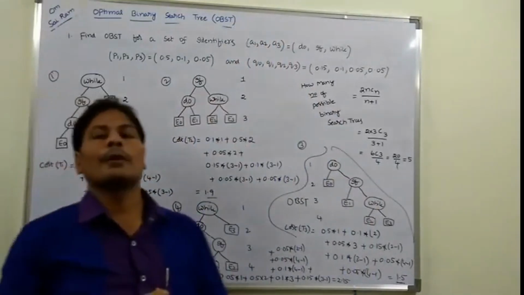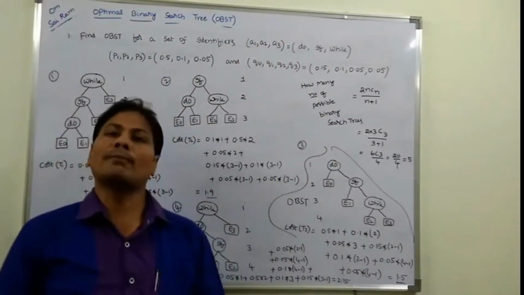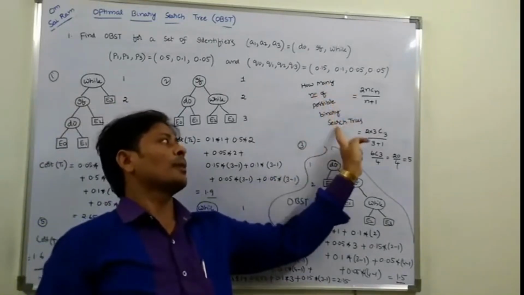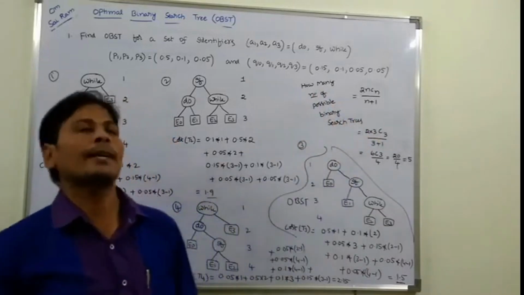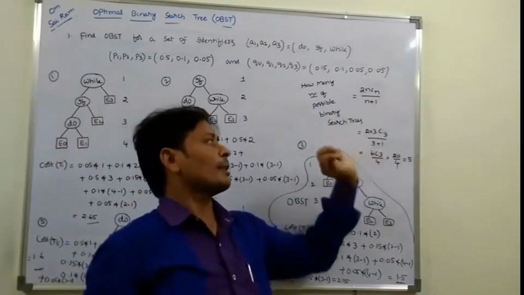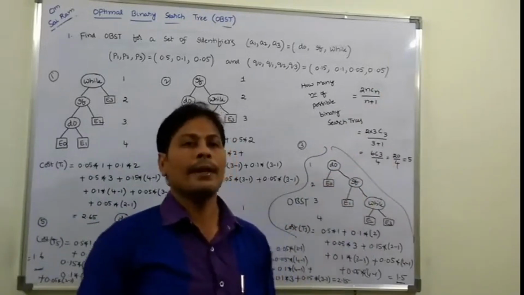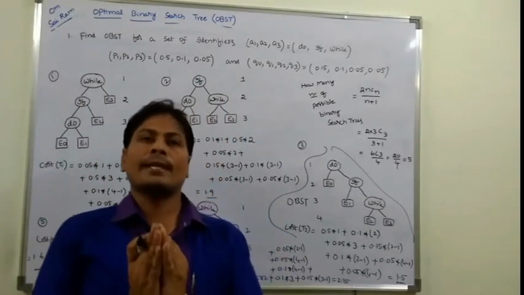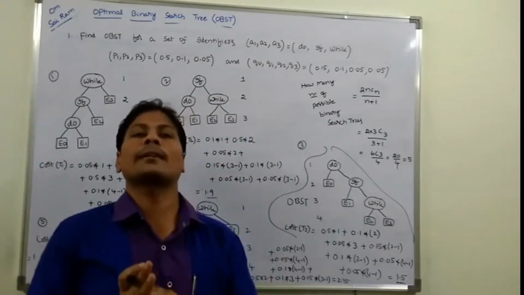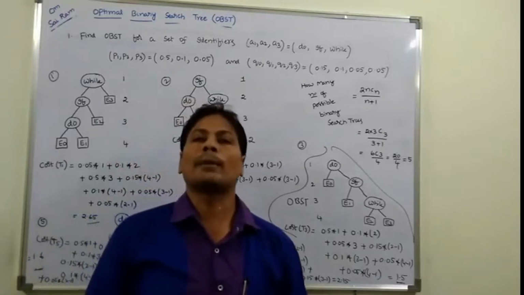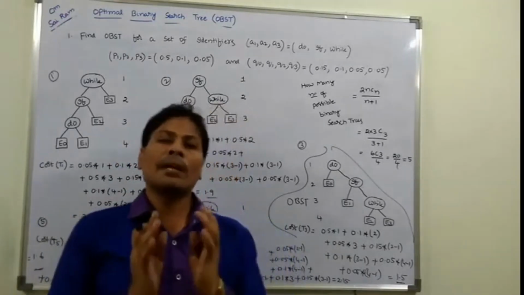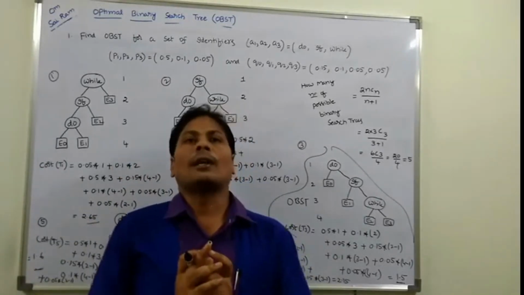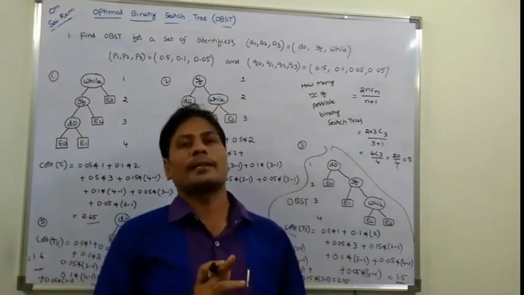So in this way, we have to find out the optimal binary search tree by using this formula. How many possible binary search trees for the given identifiers? That is 2nCn by n plus 1. That is 5 binary search trees. After constructing these 5 binary search trees, the binary search tree which contains the minimum cost can be treated as the optimal binary search tree. If the number of identifiers is 3, it is very easy to construct 5 possible binary search trees.